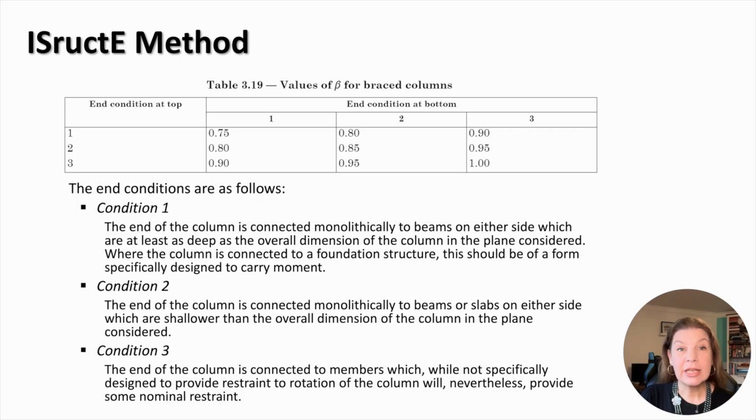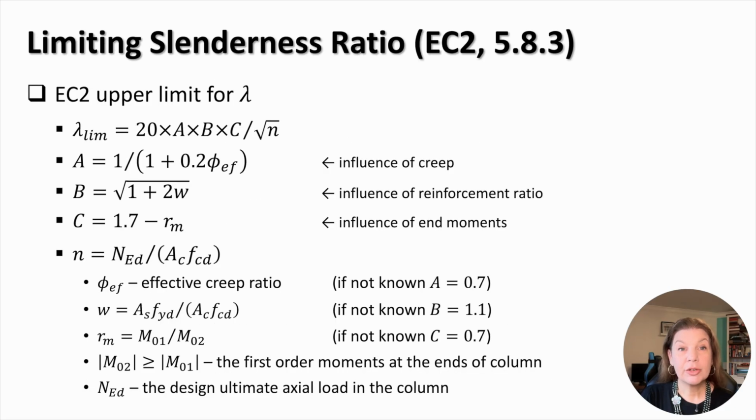And condition 3 describes a connection between members not specifically designed to restrain rotation, but that can still provide some nominal restraint. Eurocode 2 defines the upper limit for slenderness ratio using the following formula. This method accounts for the effects of creep using the parameter A, the effect of reinforcement ratio using the parameter B, the effect of end moments using the parameter C, and the effect of ratio between the stress developed in the column cross-section and the design strength of concrete using the parameter N.